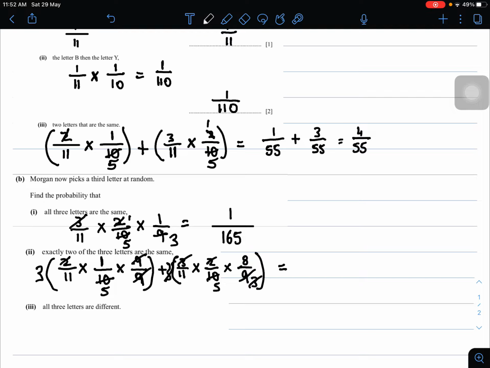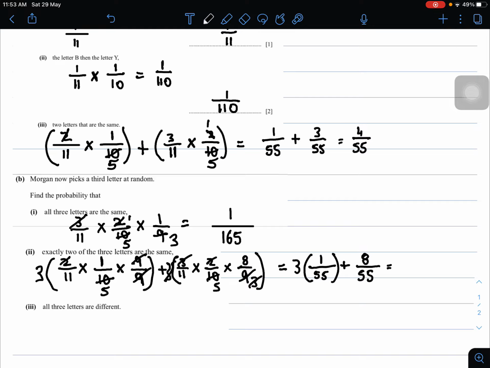So what we are left with is 3 multiplied by the numerators in the first scenario, which are all 1, so we can write 1. The denominators are 11 into 5, so 55, plus, this would be your first scenario. Now the second scenario, the numerators are 1, 1 and 8, therefore it would be 8, because 1 into 1 into 8 is 8, divided by 11 into 5, which is 55.